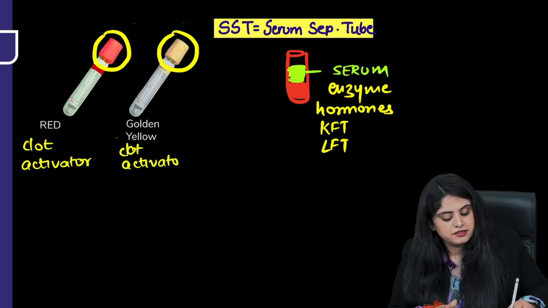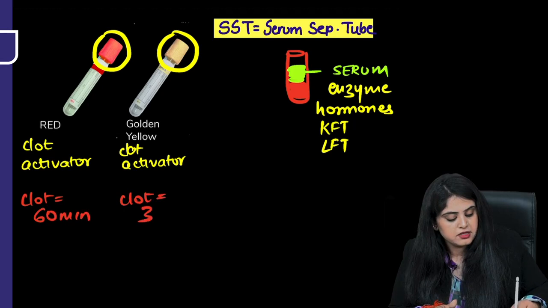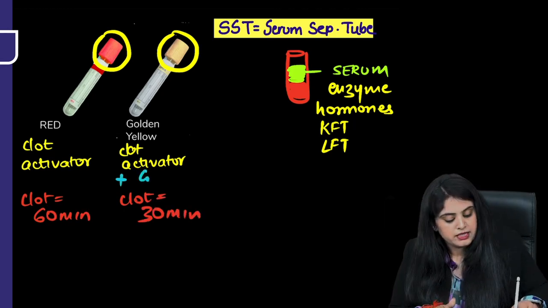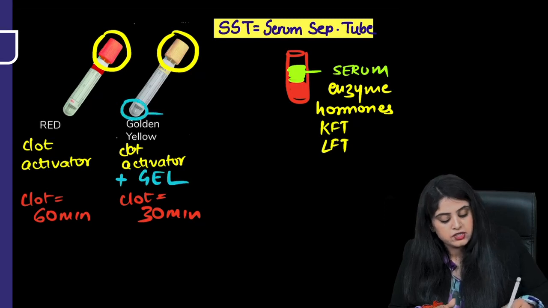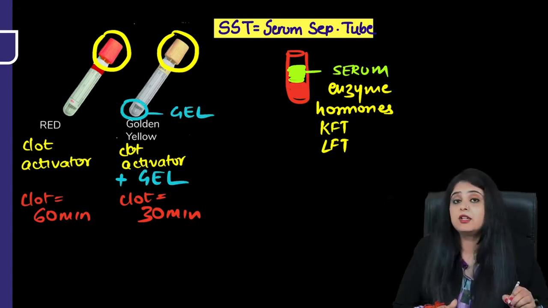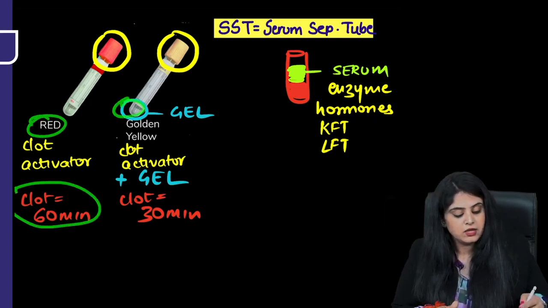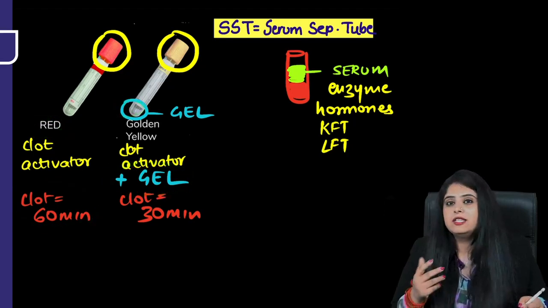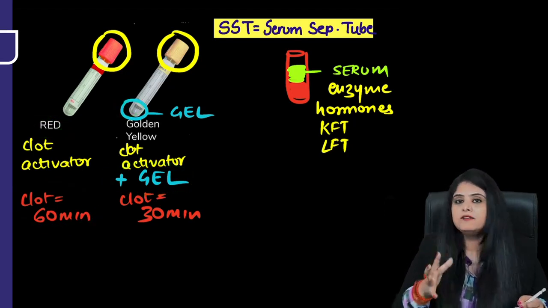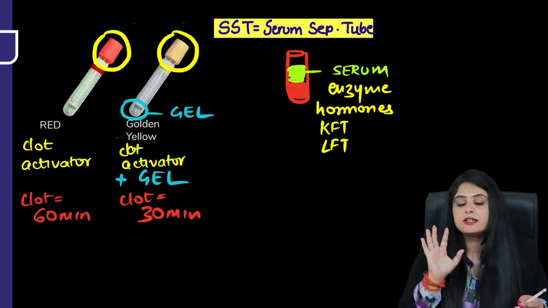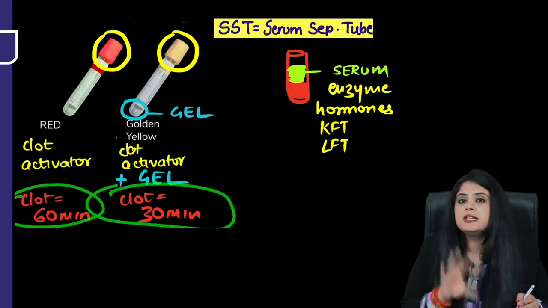But the difference is that in red the clot will take place in 60 minutes, whereas in yellow the clot will take place in 30 minutes. Why is yellow very fast? Because along with it, it has a gel. It has an additional gel inside it which will make the blood clot very fast. So remember, in red, clotting in 60 minutes; in yellow, with the gel, faster, clotting in 30 minutes. But you are like one of those super interns who is in a hurry. You say, ma'am, I don't have that much time. So 60 minutes is also not okay, 30 minutes is also not okay.